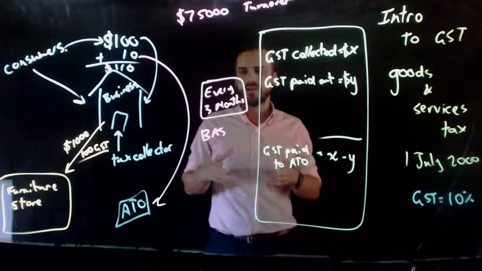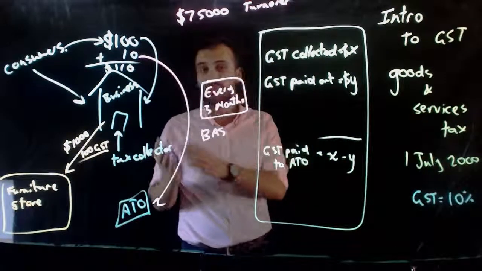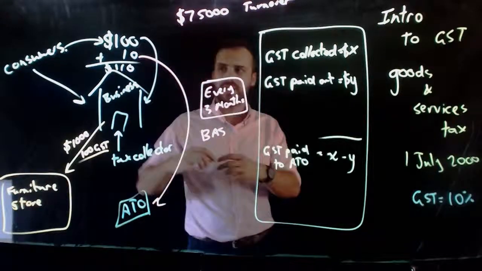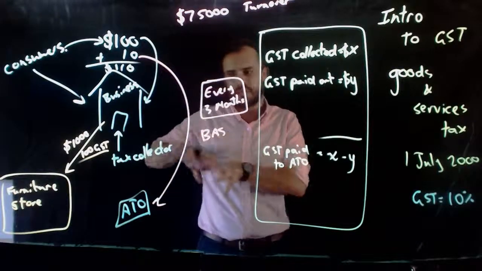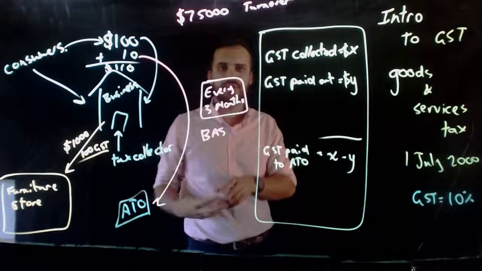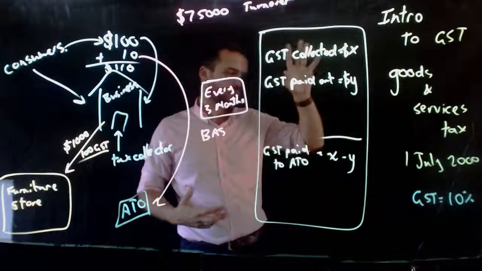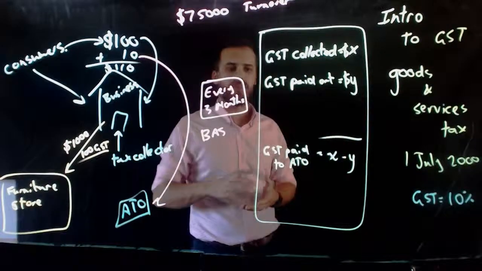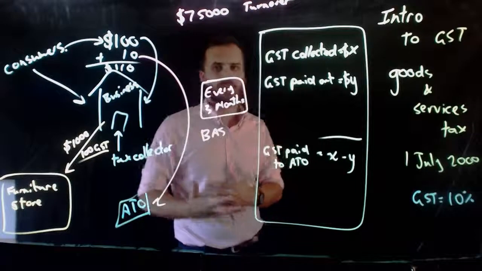Why are accountants excited about this? Because there is a lot of accounting that goes into this. Because the money that's coming into your account needs to get held aside so that the ATO can collect it every 3 months. All right, that's a quick intro to the GST. We're going to start looking at how this affects every transaction that we make next up.